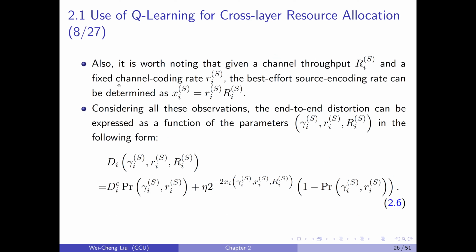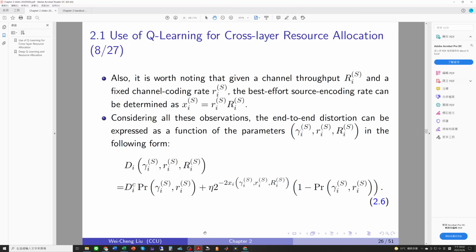R_i^t,s. Here we can see that it is fixed. Okay, it is 25 minutes. Let us take a break.